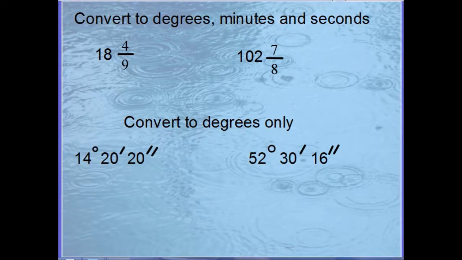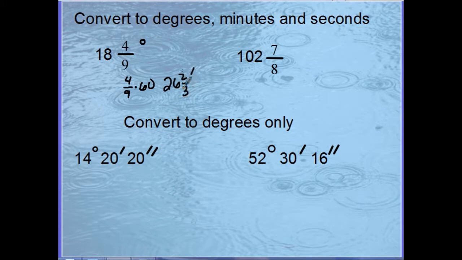Okay, so here are some of the more difficult ones, converting to degrees, minutes, and seconds. So here we go, our first one. We have 18 4/9 degrees. We want to convert it to degrees, minutes, and seconds. So we know we're going to take that 4/9 and multiply that through by 60. And that's going to end up giving us 26 2/3 minutes.